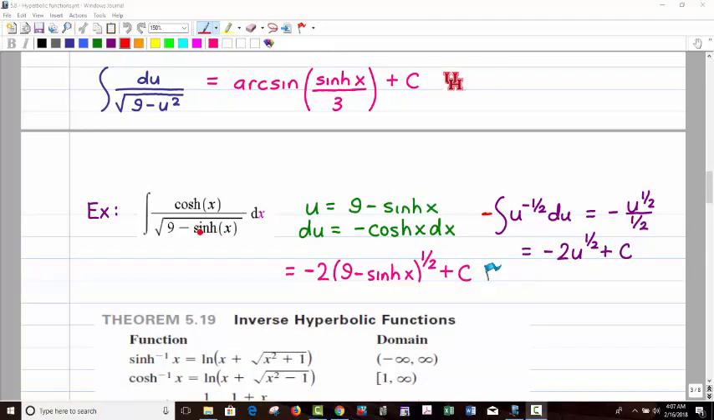So now this is not arc anything. We're just integrating by the power rule of u to the negative 1/2. So, n plus 1 over n plus 1, that will give you negative 2u to the 1/2. And then you can replace u. I didn't bother to use a radical, but I just wrote it as negative 2 times 9 minus hyperbolic sine x, all to the 1/2, plus c.